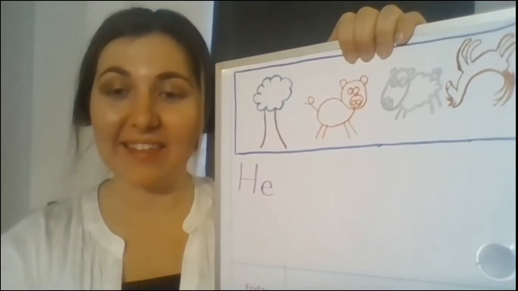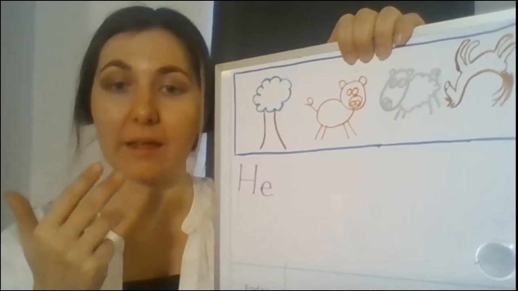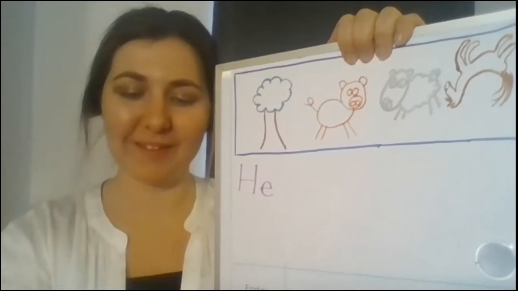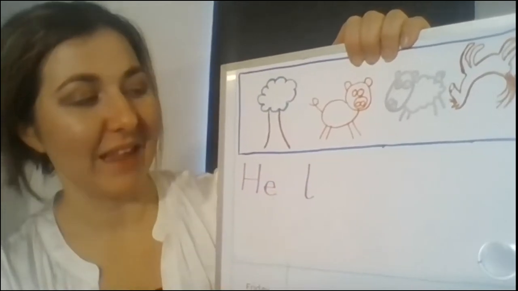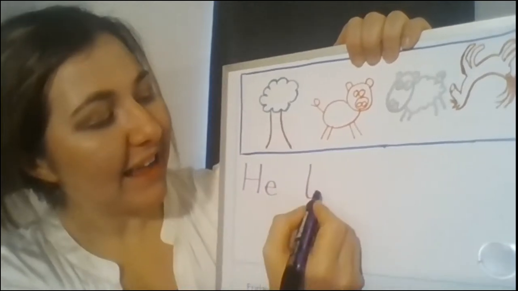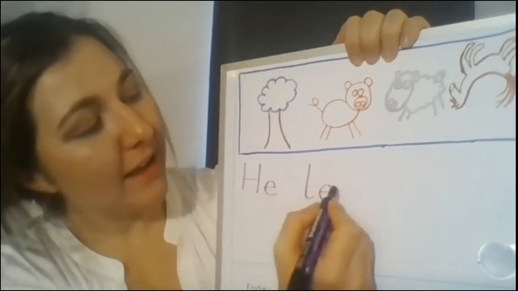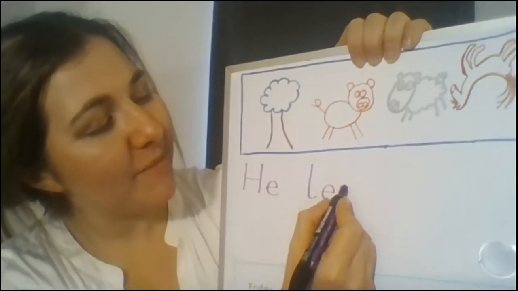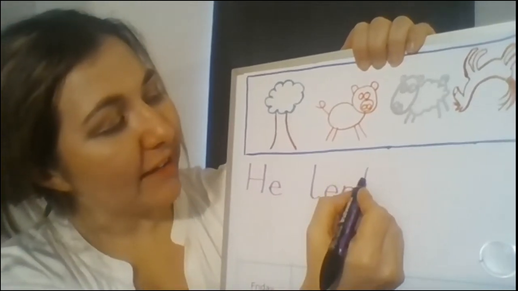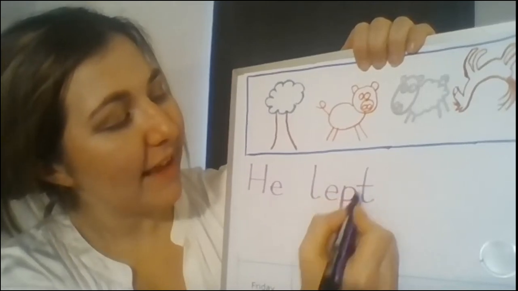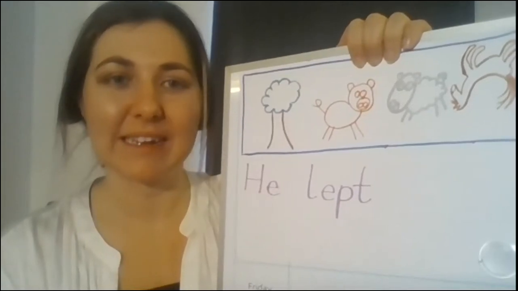Leapt. Let's say the sounds we can hear together. L, ee, p, t. Four sounds. L, down the long leg. Ee, cut off the top, scoop out the egg. P, down the pirate's plait, back up and around the pirate's face. T, down the tower and across the tower. He leapt. What's the next word?